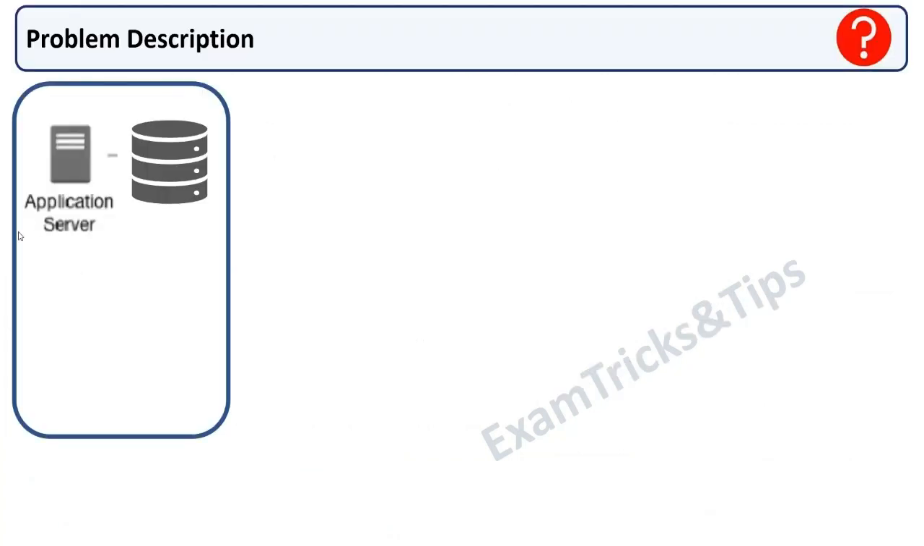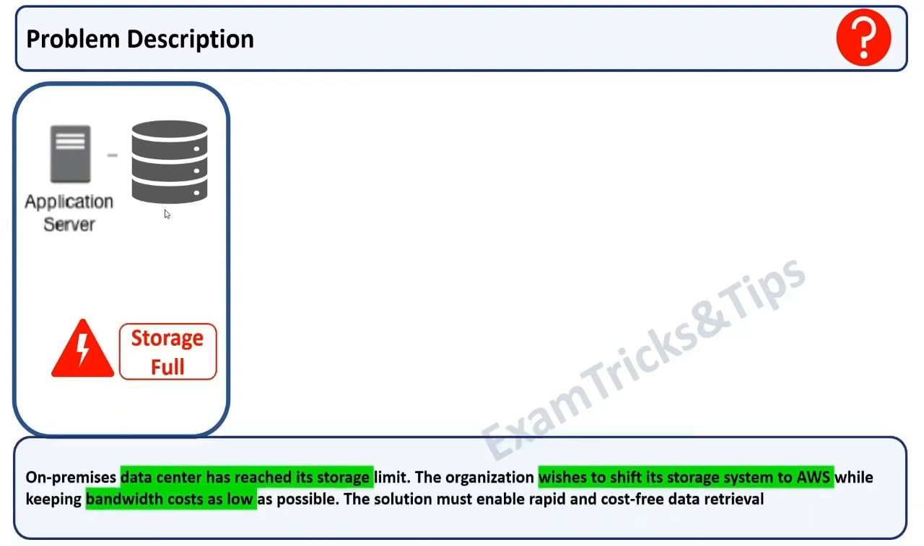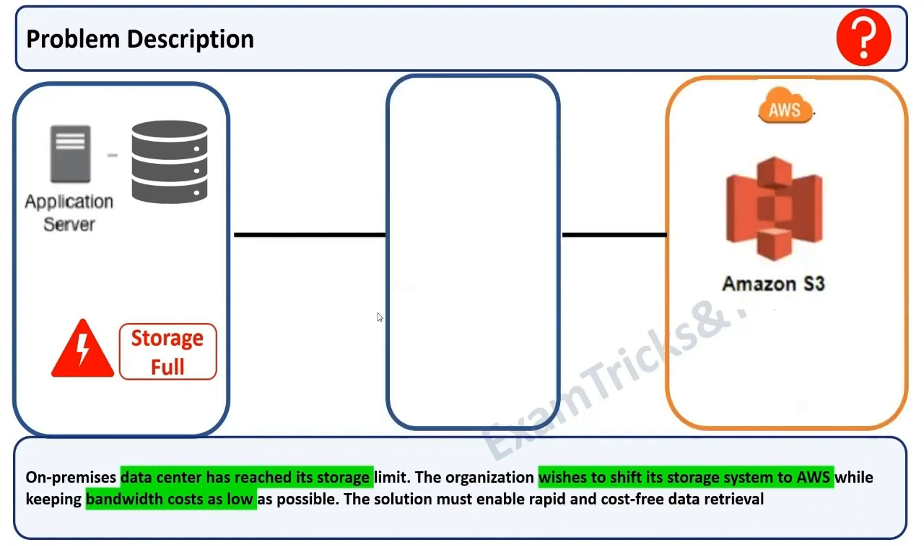So what we have here in terms of overall problem description is a corporation with an on-prem data center. On the left-hand side, we have the on-prem data center and the storage that it is using, and the storage limit has been reached. So that's the problem we have. The organization wants to shift its storage to AWS. They want to keep the bandwidth cost as low as possible and want rapid and cost-free data retrieval. The final destination for the storage, I'm assuming, because that's an obvious choice, is some sort of Amazon S3 tier. And we don't know how we are going to achieve it, so we have an empty box here. But let's see how we can solve this.